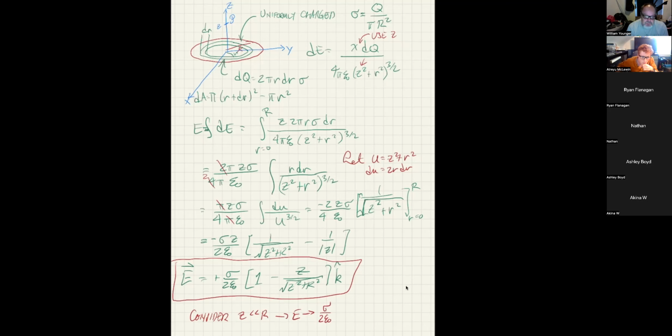Any questions on that? So notice this was a lot easier integral than that infinite straight line. It was even easier than, well, it probably wasn't easier than the circular ring, but anyways, it was definitely easier than that infinite line. Does anybody have any questions on how that was done?